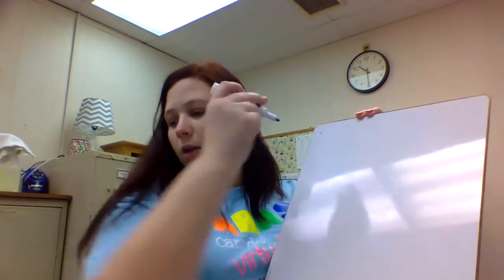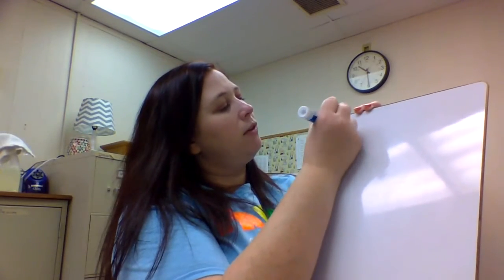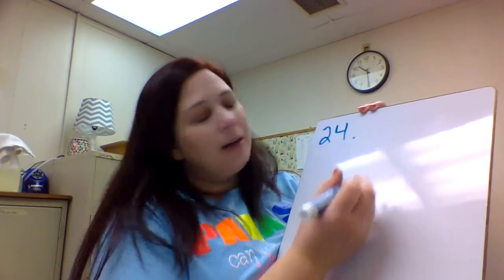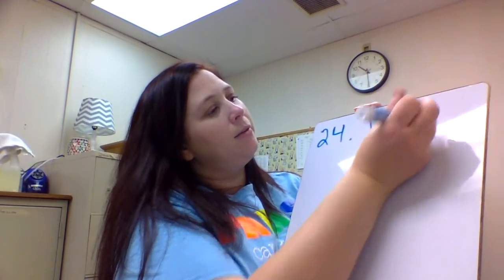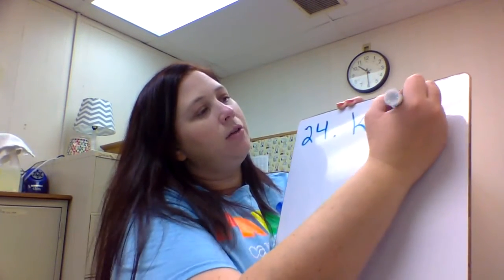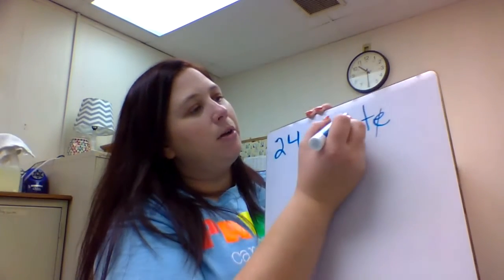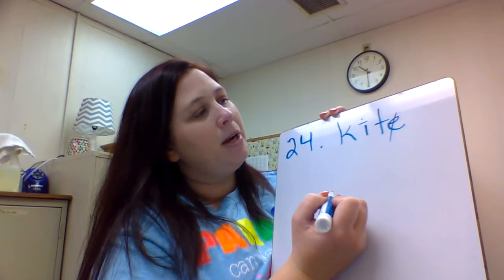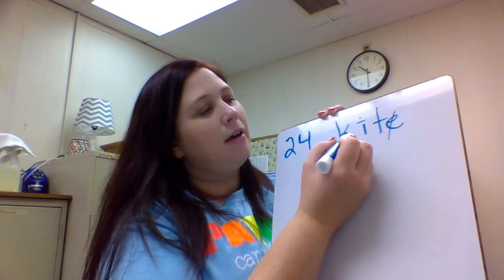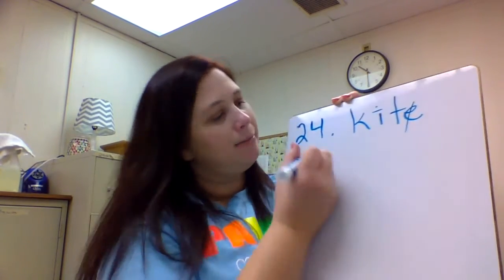And we're going to move on to 24 up here. It's easier if I write them up there at the top. Kite. Again, we have vowel, consonant, vowel, so we know that that E doesn't say anything, but it makes the I say its name. We put a macron on top of that I, and it's kite.